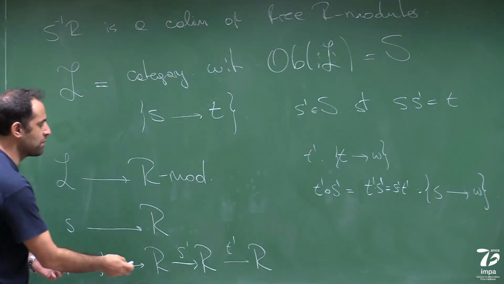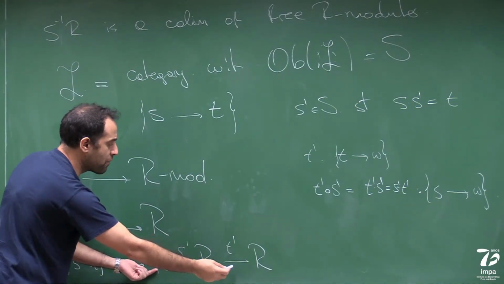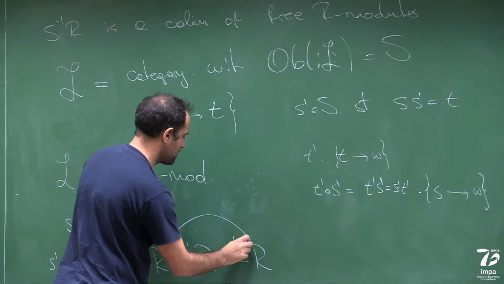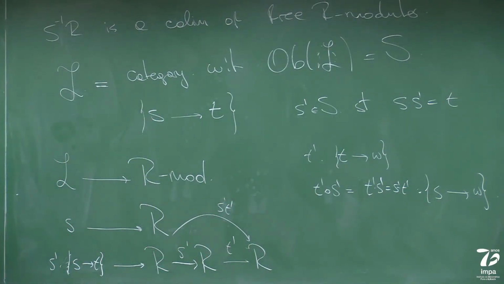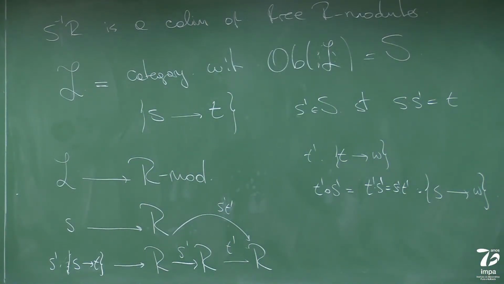And on the other hand, the composition of the two maps at the level of R modules is a multiplication by the two of them. Composition from here to here is multiplication by S prime T prime. So that's a well-defined functor. Okay, so I claim that the colimit is the localization.